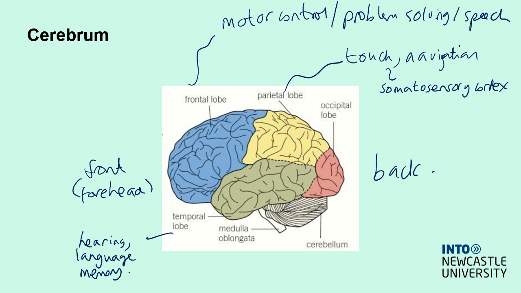Really fascinating. The occipital lobe is involved in sight and visual processing. So when you've got an image, and you're trying to identify what the image is, that's visual processing. So that's in the occipital lobe of the cerebrum.